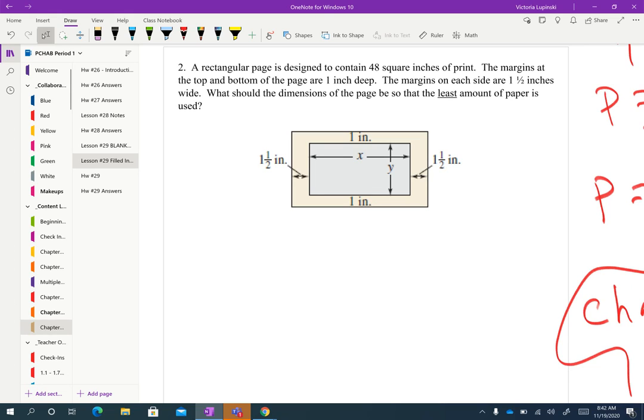So here in number two, a rectangular page is being designed to contain 48 square inches of print. The margins at the top and bottom are 1 inch deep. The margins at each side are 1.5 inches wide. What should the dimensions of the page be so that the least amount of paper is used? So the most important part of this, whenever you see the word least, you're going to be thinking minimum, which again is the opposite of when it says the most. That would, of course, be the maximum.